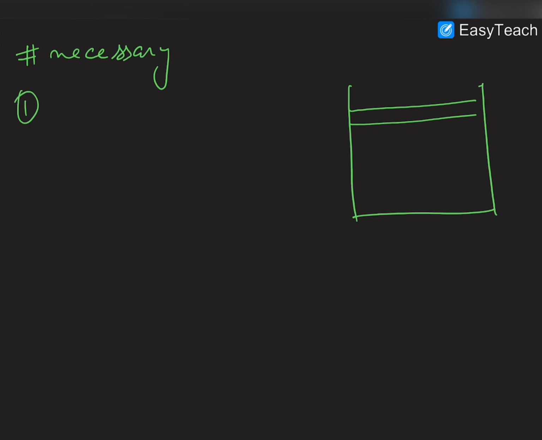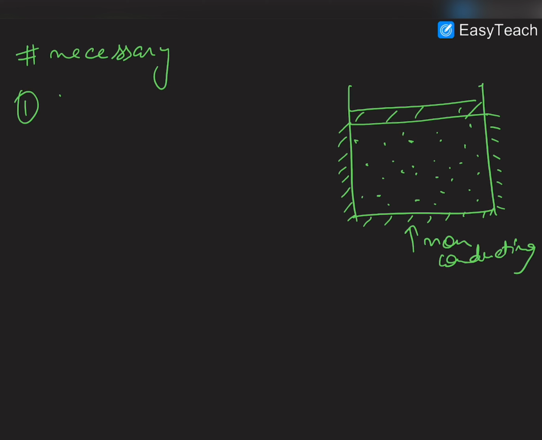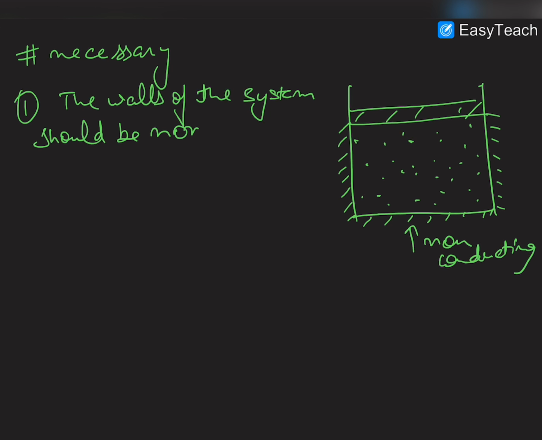Now let us see what are the necessary conditions for adiabatic process. So the necessary conditions for adiabatic process can be easily obtained by thinking about a piston enclosing a gas in a cylinder. So we have already discussed that if we need to stop any exchange of heat of the gas with the surroundings, the walls of the container should be non-conducting walls. So the first and foremost important condition is the walls of the system should be non-conducting.